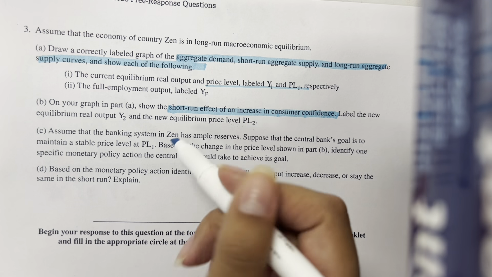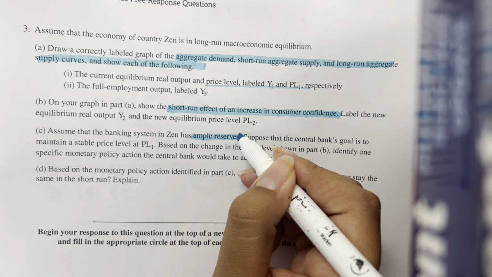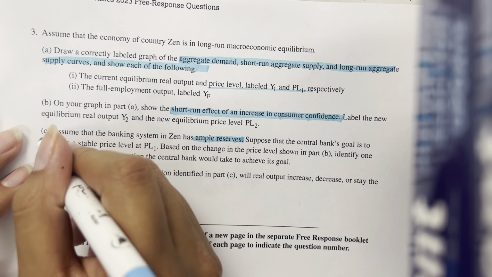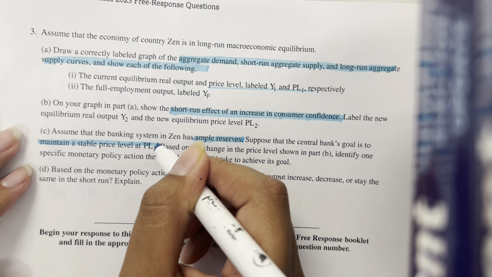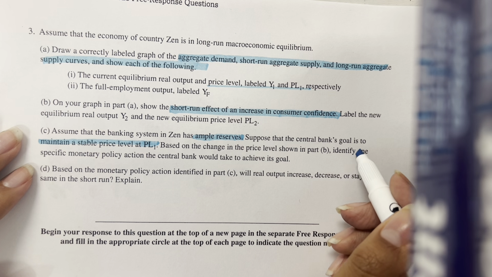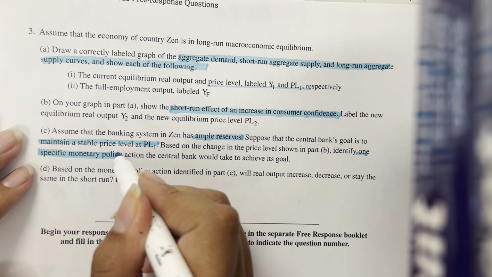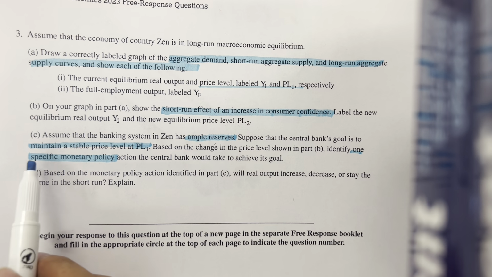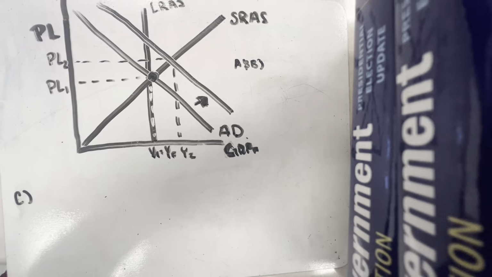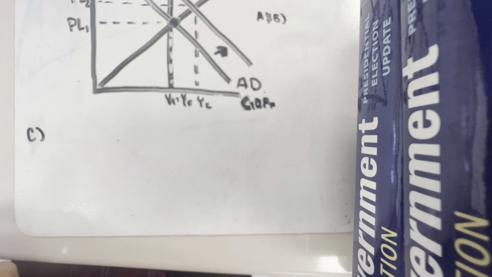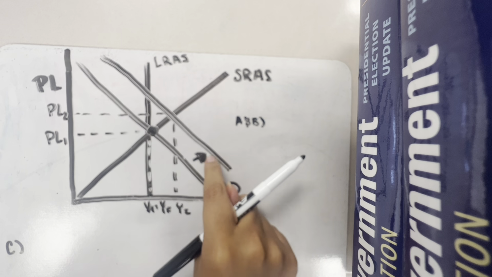Assume that the banking system in Zen has ample reserves. Suppose that the central bank's goal is to maintain a stable price level at PL1. Based on the change in price level shown in Part B, identify one specific monetary policy action a central bank would take to achieve its goal. So, ample reserves mean that there's not a limit on them, so the central bank could increase the interest on reserves.